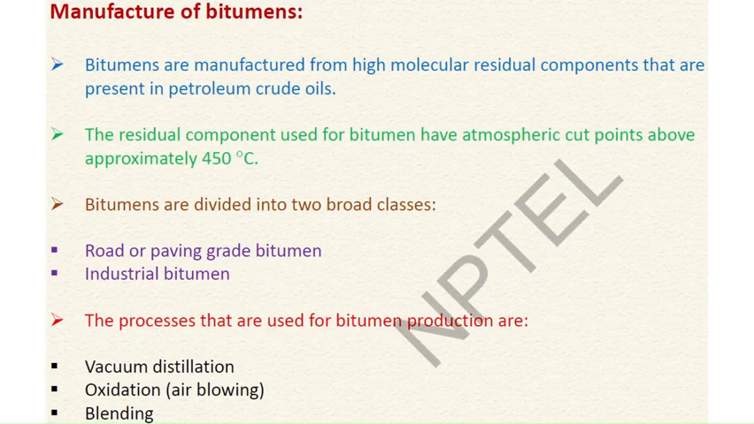Coming on to the manufacture of bitumens, bitumens are manufactured from high molecular weight residual components that are present in petroleum crude oils. Mainly, they are produced from the atmospheric distillation unit and vacuum distillation.